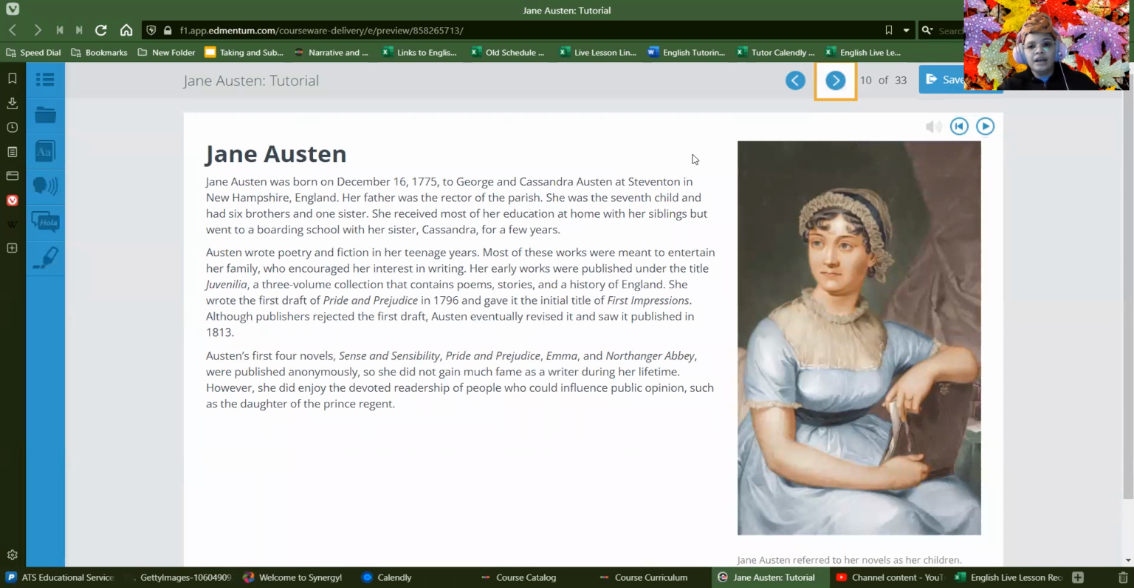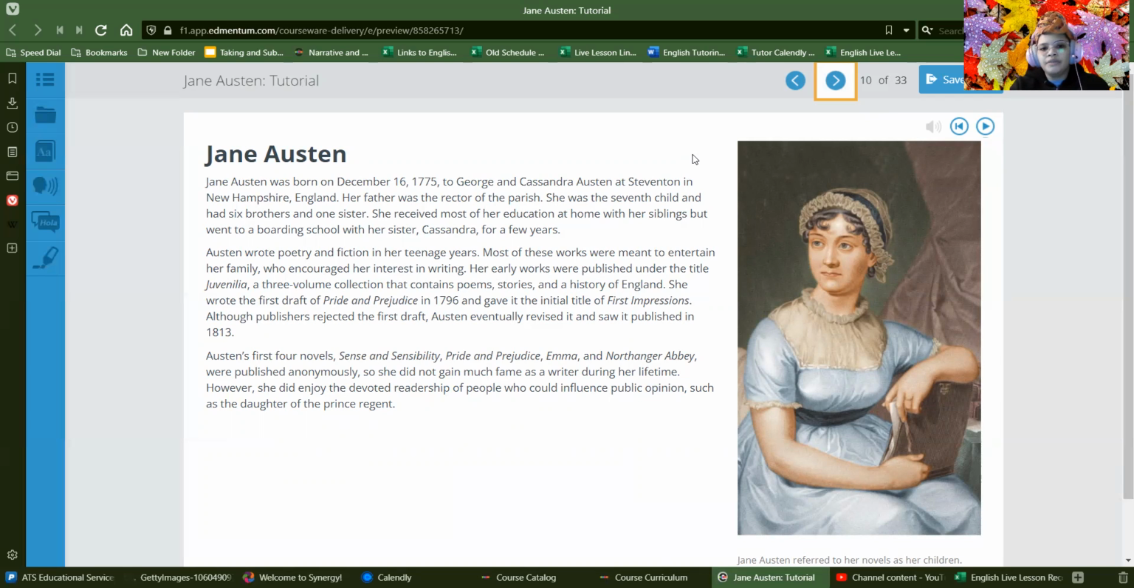Okay. So here on slide 10, they give you a little more information about Jane Austen herself. They started off with a little bit of information about what was happening around the time she was born and when she grew up. But this slide gives you more information about her specifically, how she grew up. She had one sister and 6 brothers, and she wrote poetry and fiction in her teenage years. Most of these were to entertain her family because her family were very supportive about her writing.